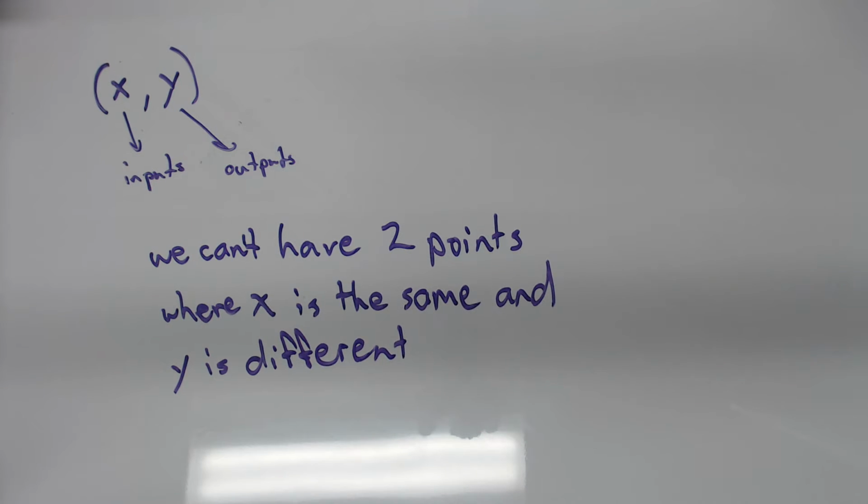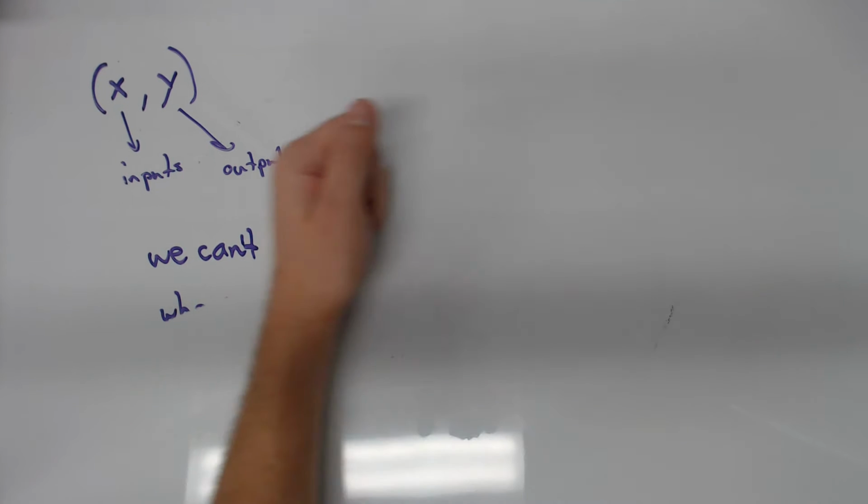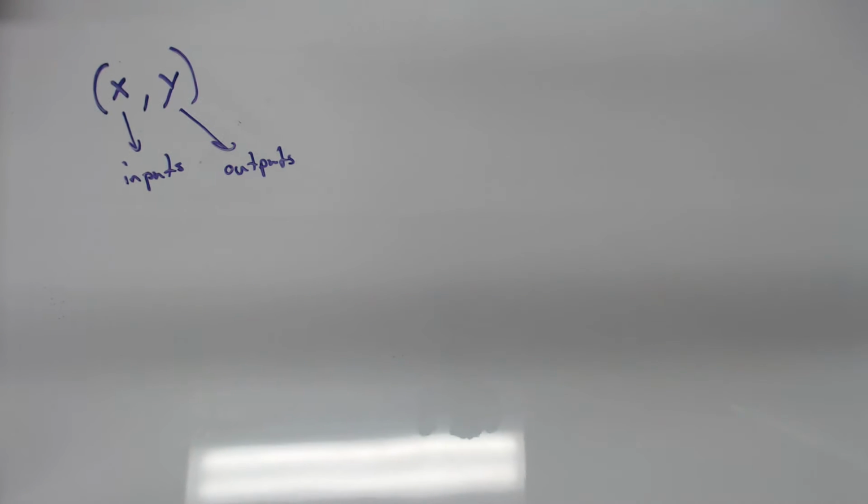So what you're looking for when you have a table or a list of points and it asks you whether or not it's a function, you're looking for any points where the X values match. Then you have to check the Y values. It's okay if the Y values match, but it is not a function if the Y values are different in that case. So let's list out some points and see if we can decide. We got our rules laid out.